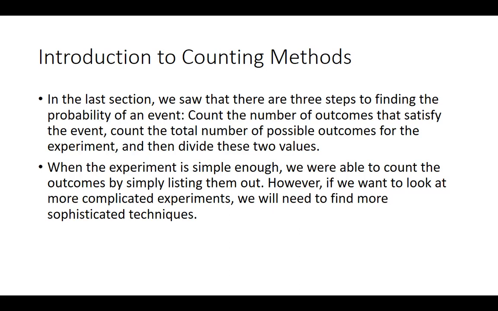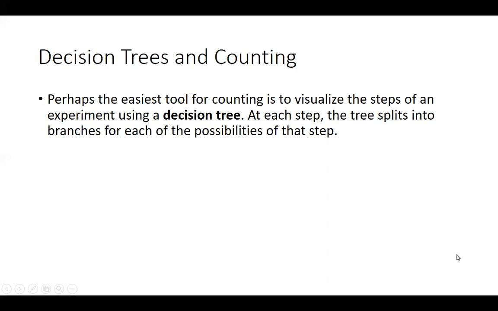When the experiment is simple enough, we were able to count the outcomes by simply listing them out. However, if we want to look at more complicated experiments, we will need to find more sophisticated techniques. Perhaps the easiest tool for counting is to visualize the steps of an experiment using a decision tree. At each step, the tree splits into branches for each of the possibilities of that step.